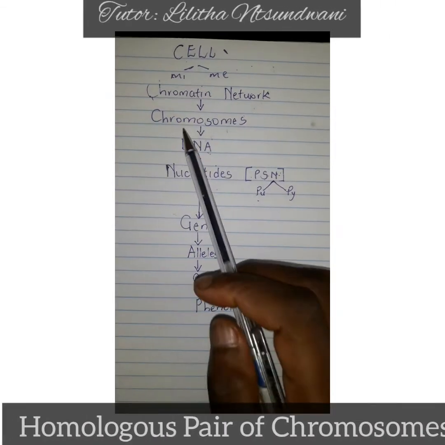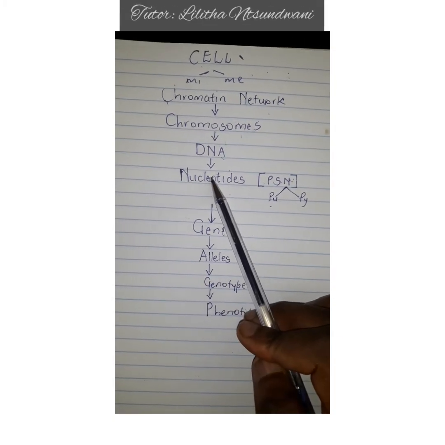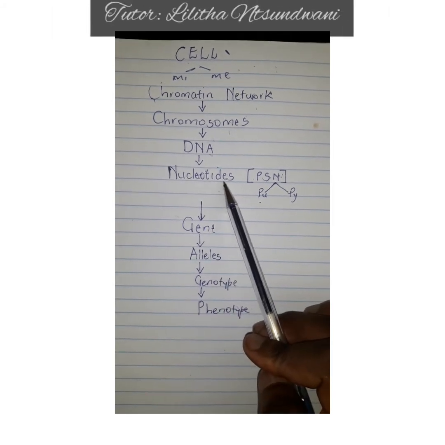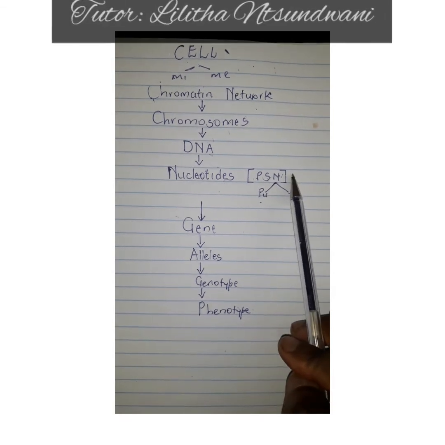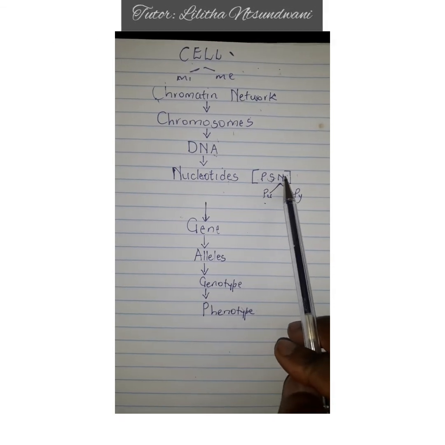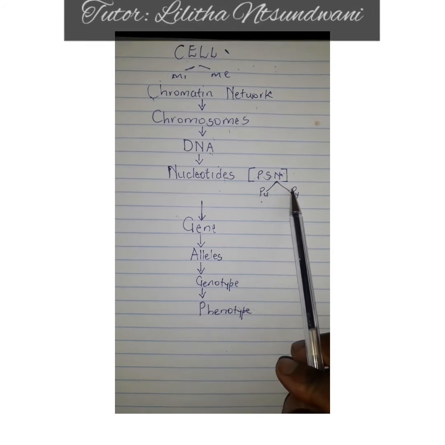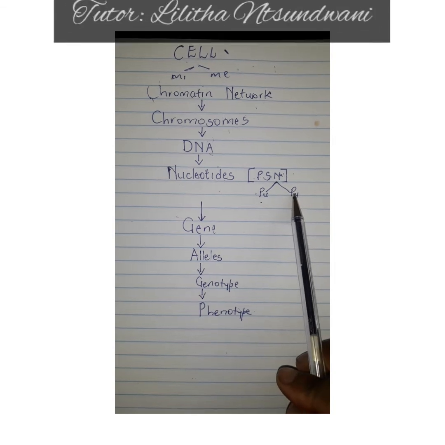Our DNA, which makes chromosomes, is made up of building blocks or monomers which we call nucleotides. These nucleotides are made of P, S, N: our phosphate, our sugar, and our nitrogenous bases. Now, our nitrogenous bases come in two forms, our Pu and Py: purines and pyrimidines.